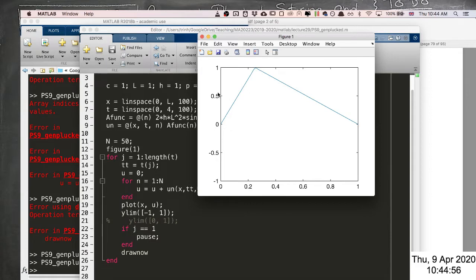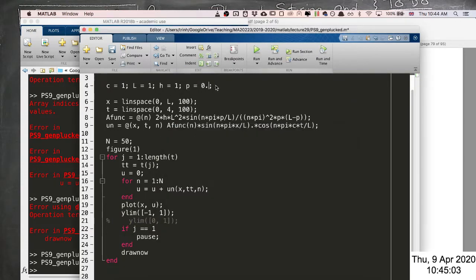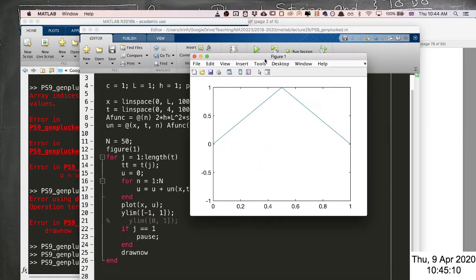Now, the question is, why does this look unnatural? Let me go back to the 0.5 case here. It's an excellent question. Why does this look unnatural compared to what I might imagine for how a string looks? And I think there are two responses to that. The first is that this model doesn't take into account things like damping. Okay, so a real string, when you pluck it, it's initially going to damp.